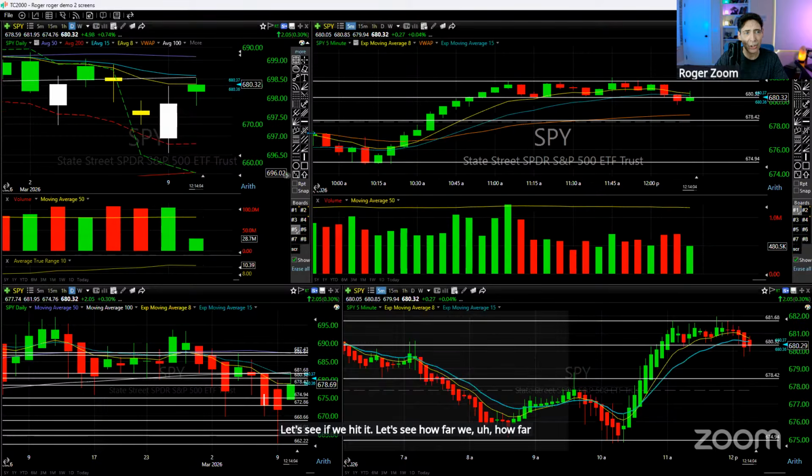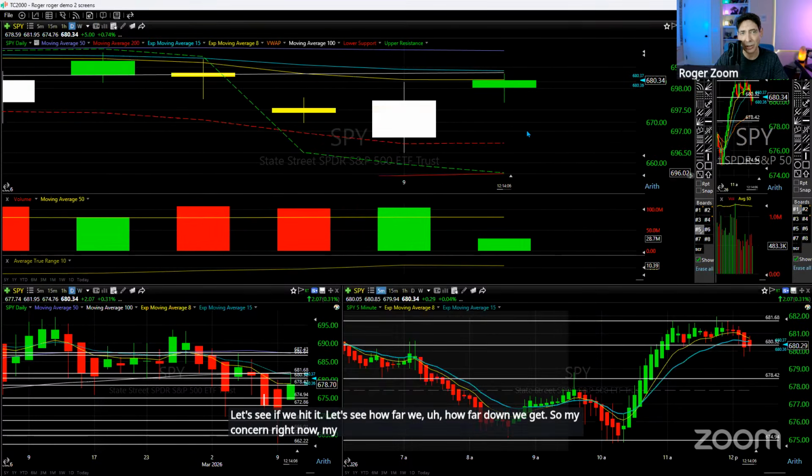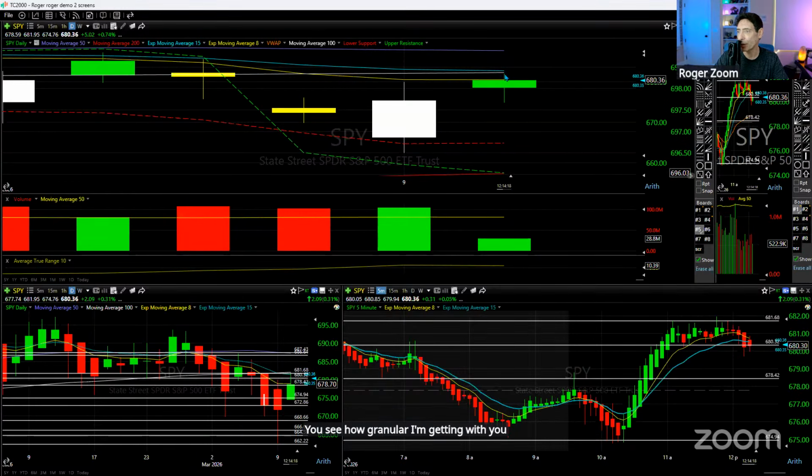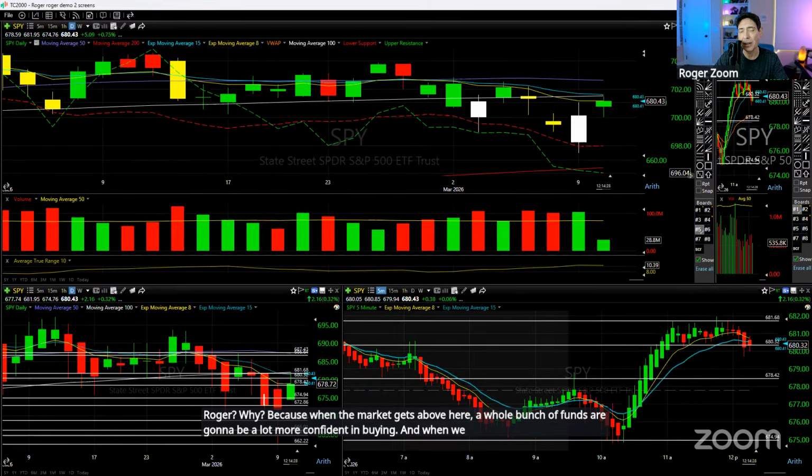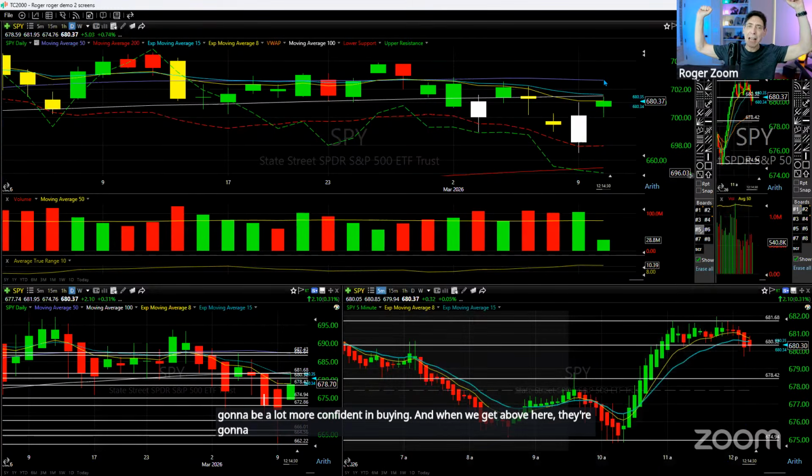My biggest concern right now, aside from the war, and this all goes hand in hand, is whether the SPY is going to break this level right here. You see how granular I'm getting with you? This is really important. Why? Because when the market gets above here, a whole bunch of funds are going to be a lot more confident in buying. They're going to say, we're above the 50-day. It's time to go long.